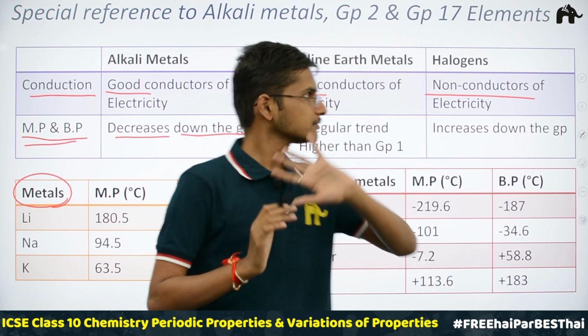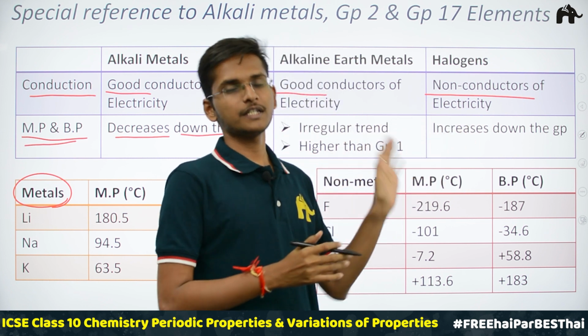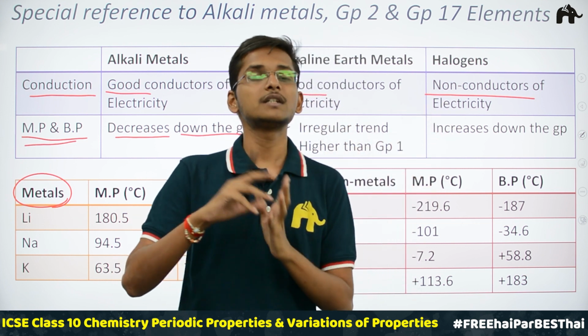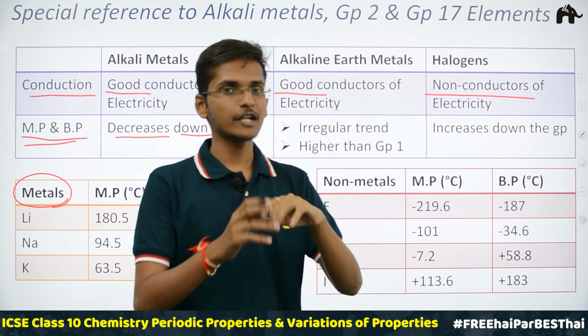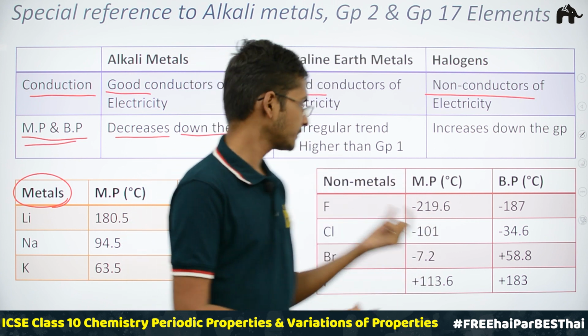Okay, now let's see the melting point and boiling points trend, okay, in case of halogen when we move down the group. What happens in case of halogen? At that time we have studied the trend of melting point and boiling point in case of non-metals. What happens? The melting point and boiling point increases. Okay, here is the example.